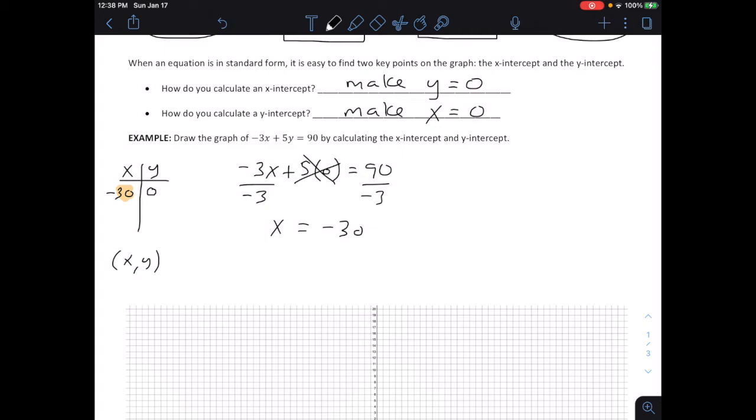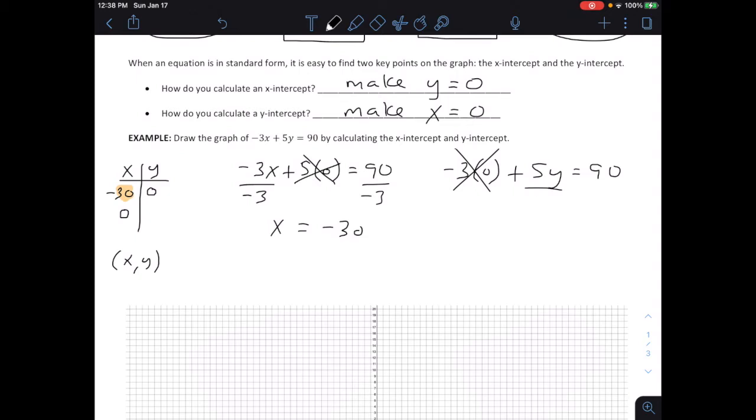So in this case, I'm going to put a 0 in the x column. And now all I have to do is find the y value that goes with it. So I'm going to plug in 0 for x. So I have negative 3 times 0 plus 5y equals 90. Okay, so again, when I plug in that 0 for x, that x term just simply disappears. And all I have to do is solve for 5y equals 90.